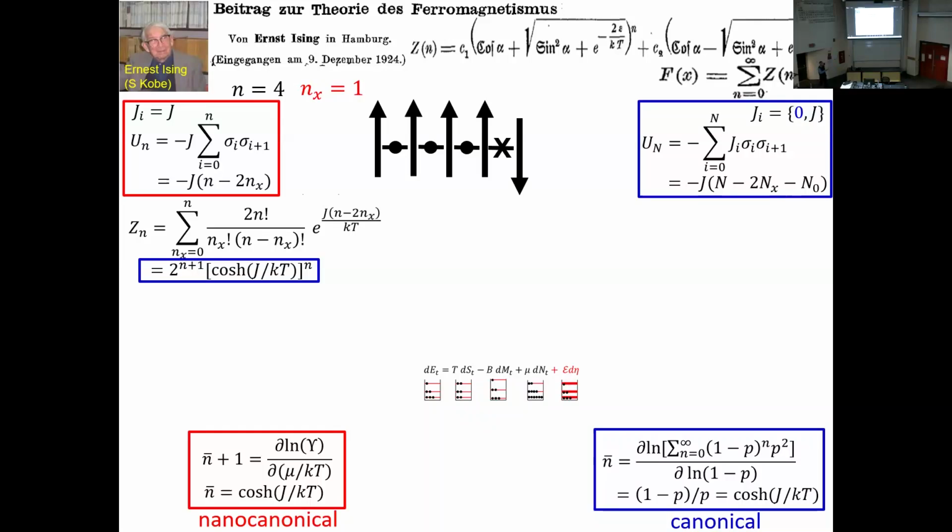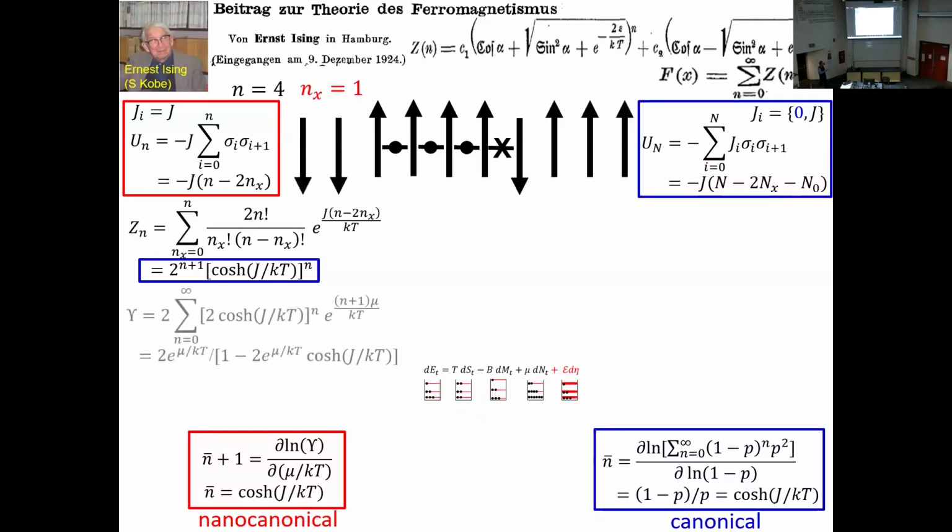But then he summed over all different sizes. In his original paper, he summed over all different sizes. He called this a mathematical function just to prevent the summation from diverging. It's actually the chemical potential. When you put this spin system in contact with a bath of other spins, it's the chemical potential. And so this is the partition function. In the nano-canonical ensemble, we've taken two Legendre transforms to convert energy to temperature and number of particles to chemical potential.